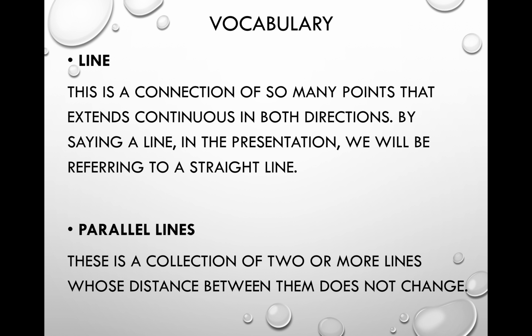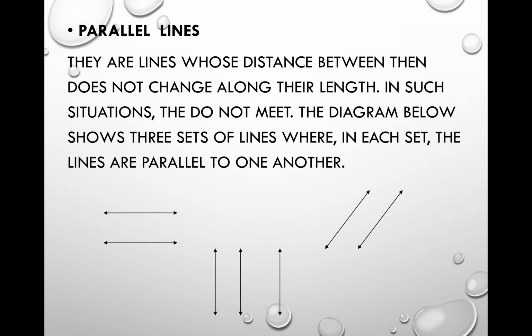Parallel lines are a collection of two or more lines whose distance between them does not change. Right? So parallel lines means they don't touch each other. They are lines whose distance between them does not change along their length. In such a situation, they do not meet. Wow, I really needed to spell check and grammar check this.